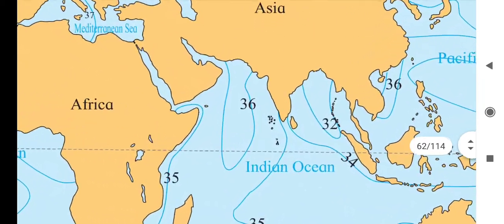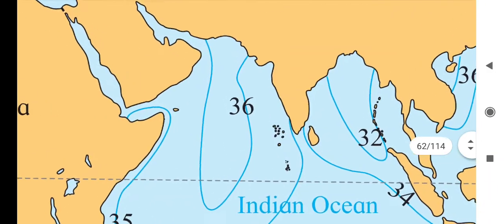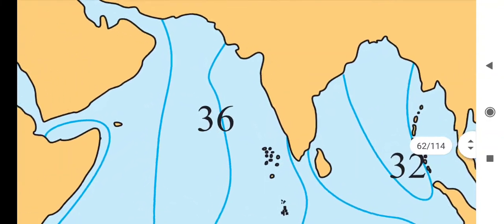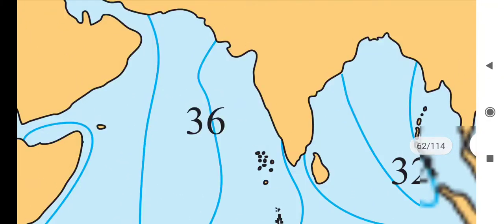So see students, remember it is India's map. Always remember this one thing: upside is the north direction and downside is the south direction. Our right hand is the east direction and our left hand is the west direction. So we are talking about the west. Why is there more salinity in the west direction, the Arabian Sea?